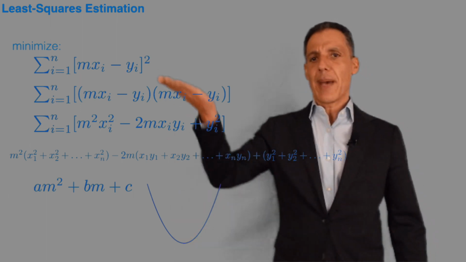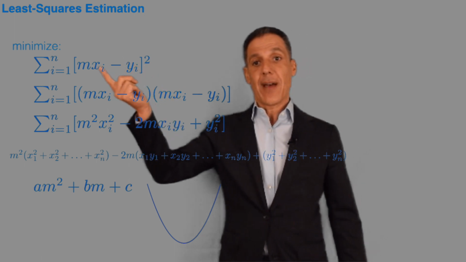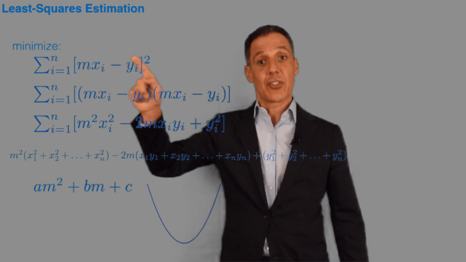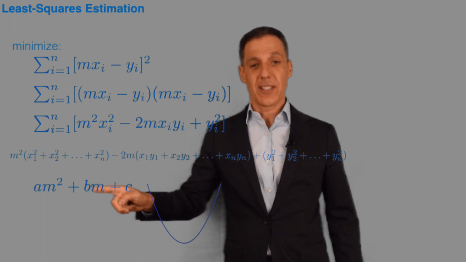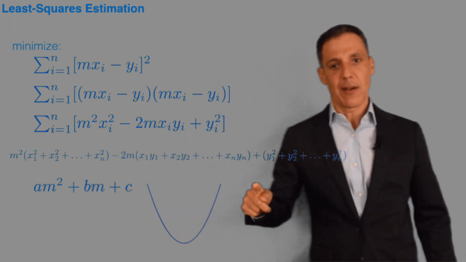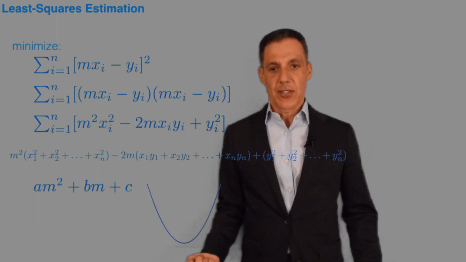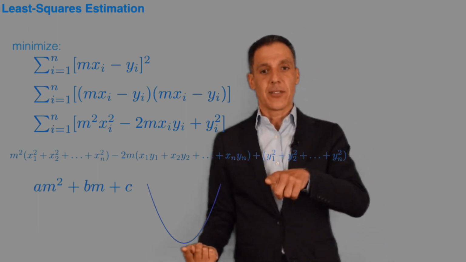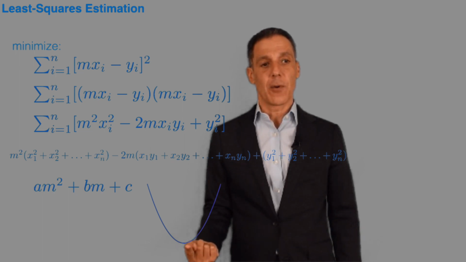Let's go all the way back to where we started. I'm trying to find the m that minimizes this quantity. We just agreed that that quantity is this quantity, and we just agreed that that quantity is a parabola. So what is the m that minimizes this? It's that value right there, where the parabola hits a minimum. That's what I'm looking for.